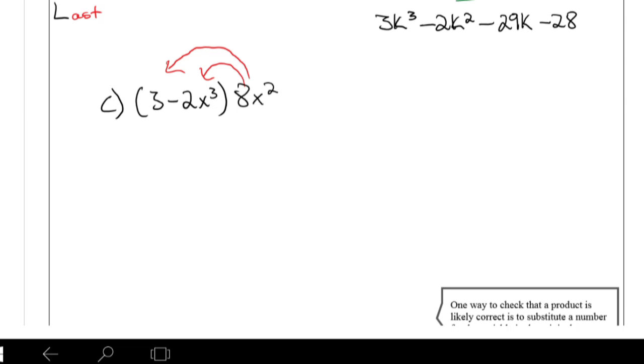All right, so 8x squared times 3 is going to give us 24x squared. And then 8 times 2 is going to give me negative 16. X cubed times x squared, x to the 5.